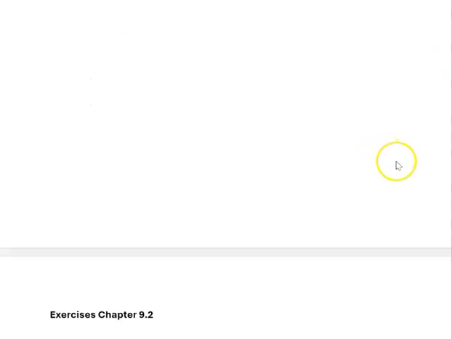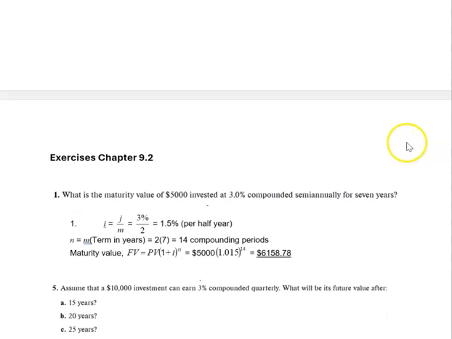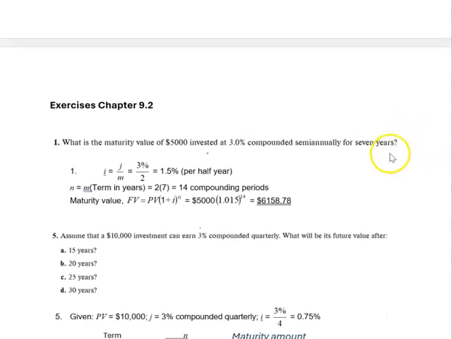Okay, so let's move on to exercises in section 9.2. What is the maturity value of 5,000 invested at 3% compounded semi-annual for 7 years? Okay. So the first thing we need to do is figure out what our I is.